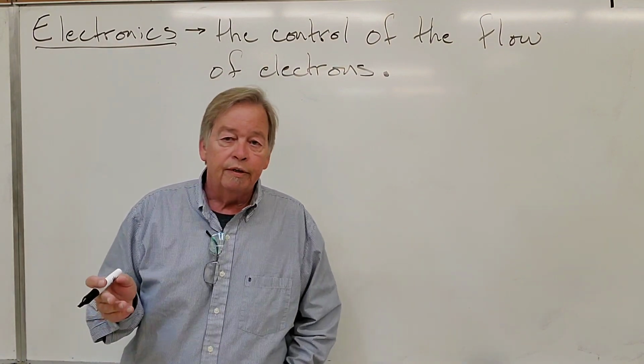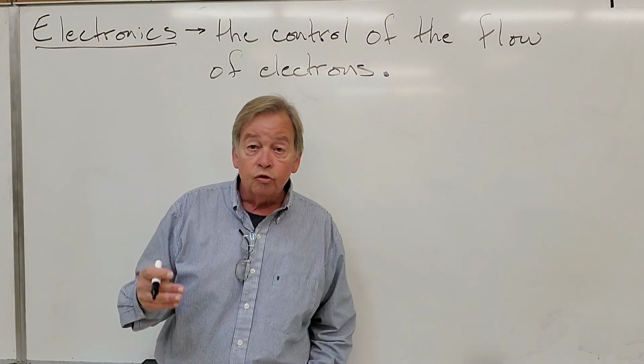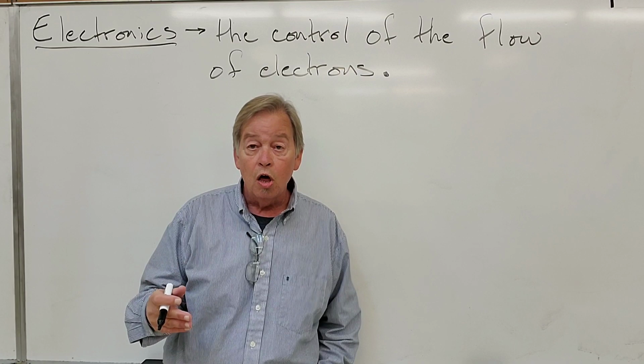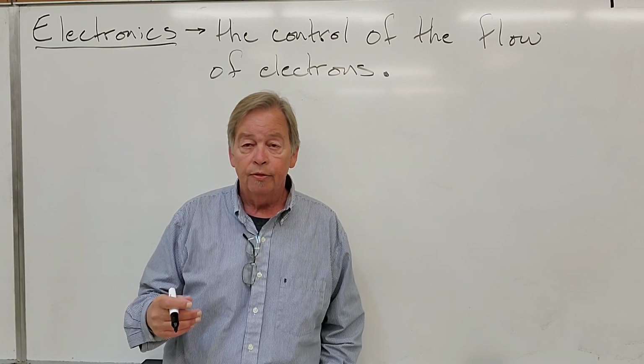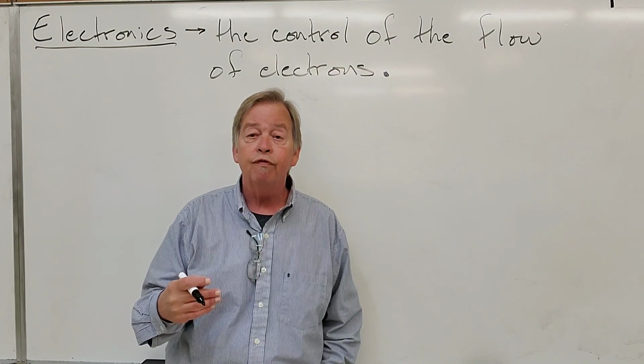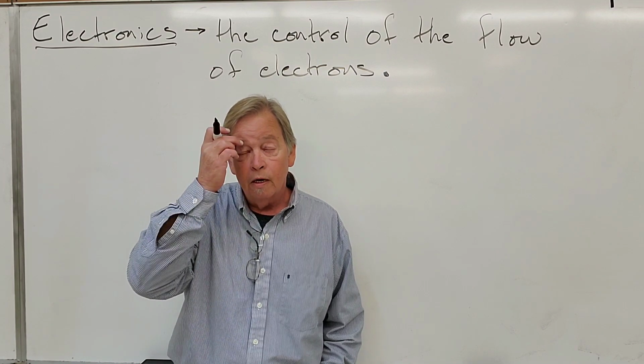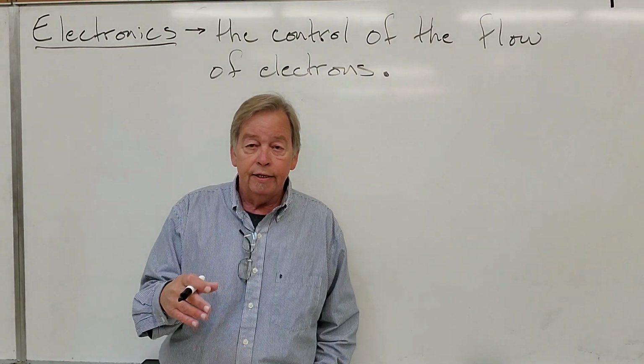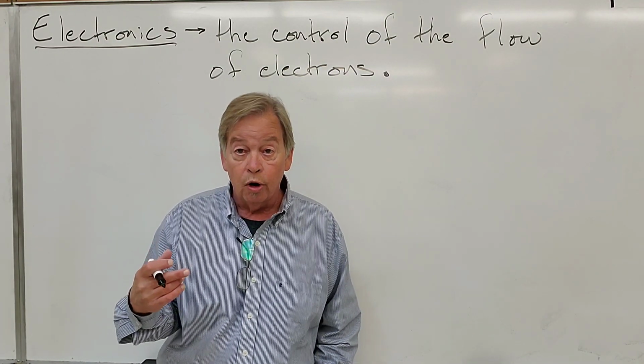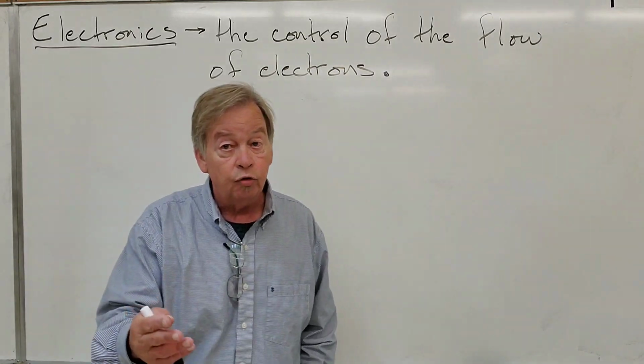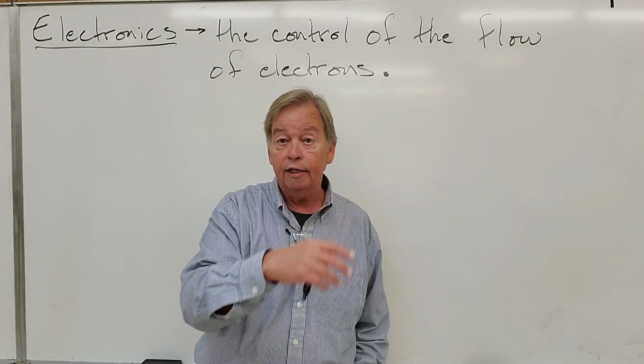So we can simply define electronics as the control of the flow of electrons. The control of the flow of electrons. So in order to understand that definition, we have to understand what the words themselves mean, like control and flow, and what the heck is an electron.